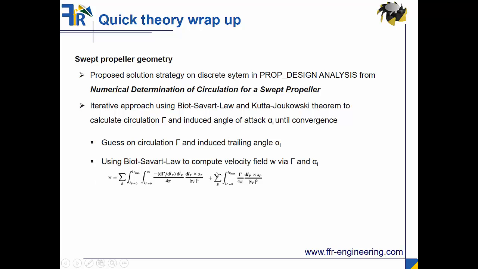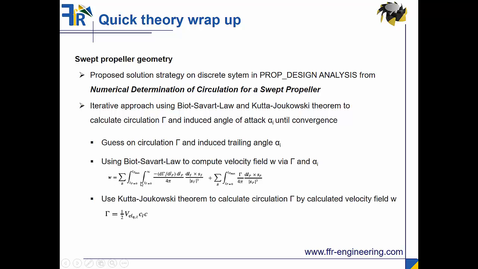But you have the problem that this is only a relation, so it cannot be computed directly, because also on the right hand side you have the dependency on the values you actually aim for. So this gives you only a relation, but if you make a guess on the circulation and the alpha I, then you can plug them in here and basically compute the velocity field.